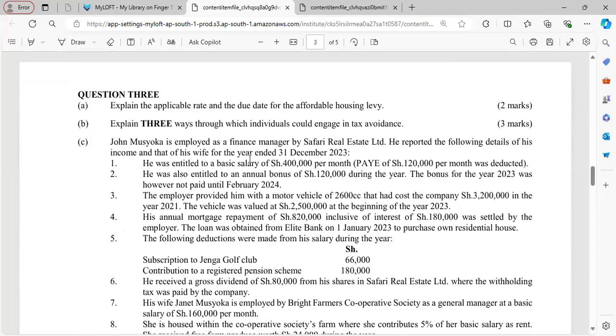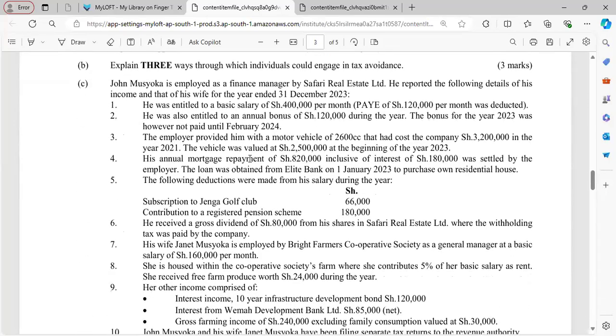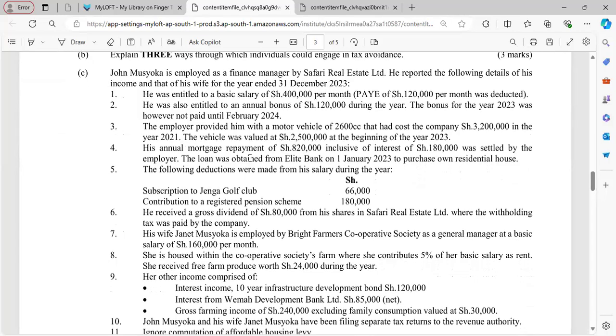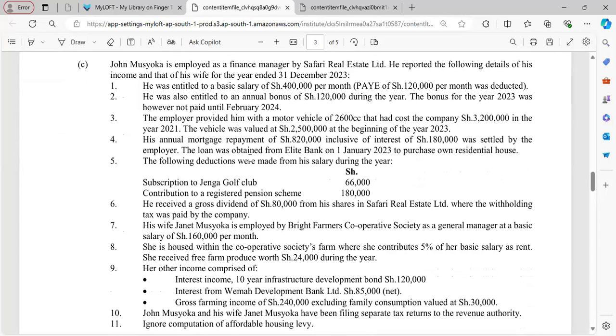And someone to read for me, please. Question number 3C. Mohammed? Yes, Malim, we did this question. Can we do another one, please? No, we can read it again. We just do.